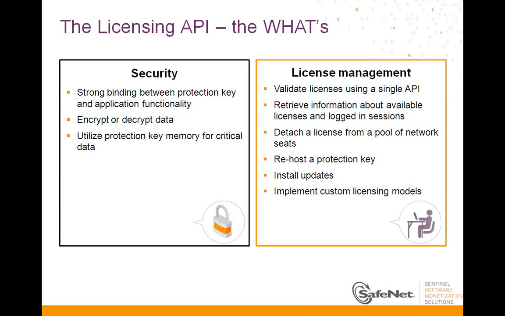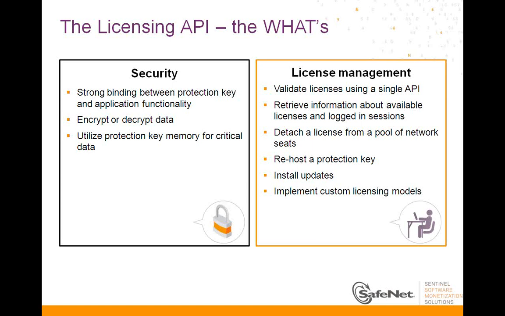Available licenses and session information can be retrieved using the getInfo and getSessionInfo API calls respectively, and allows to detach a license from a pool of network seats. We also call it commuting a license and making it available for a remote user who cannot be connected to the network. License rehosting can be done through APIs, and of course you can install all the updates.